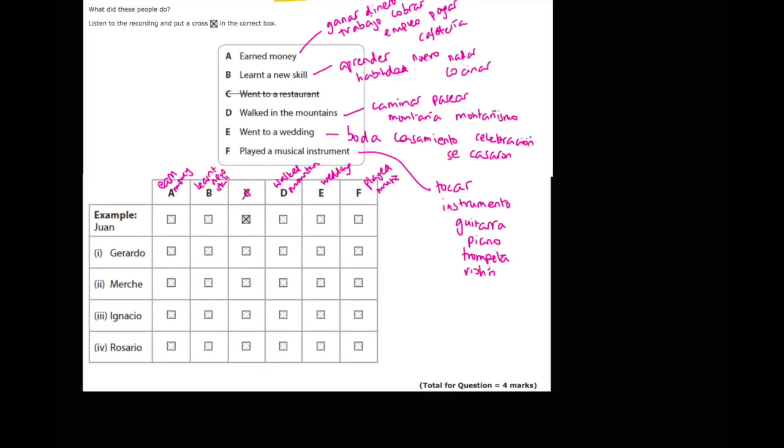Example. Soy Juan. Cené con mi familia en un restaurante griego.